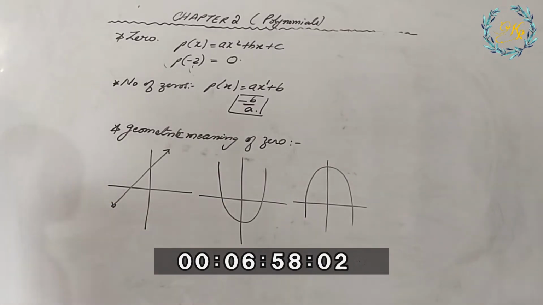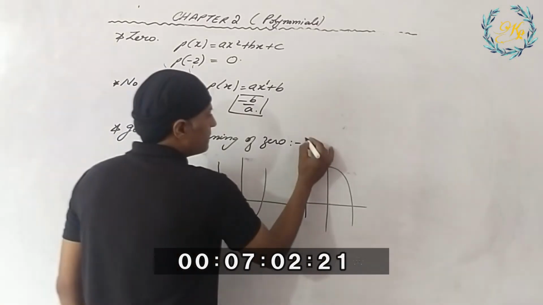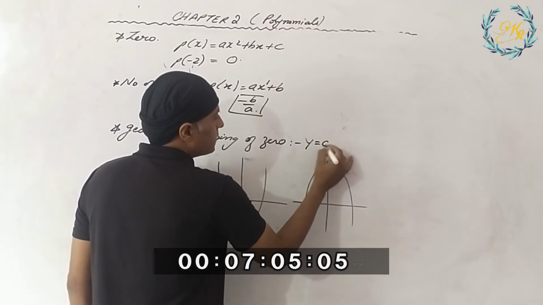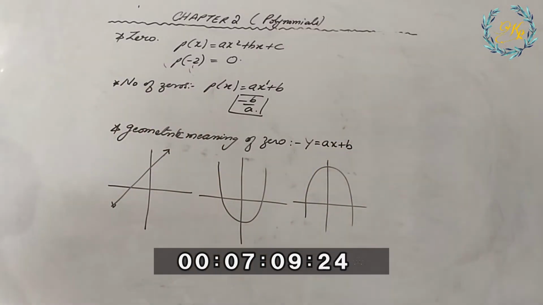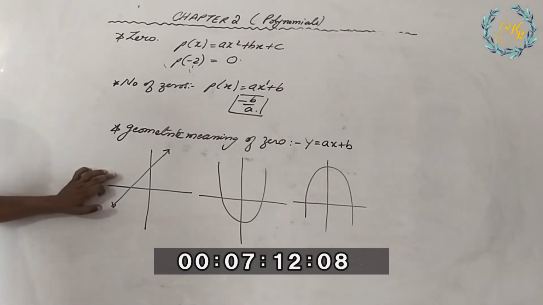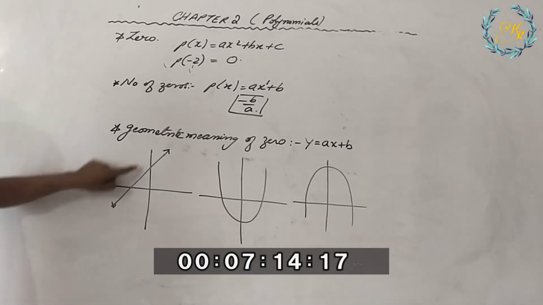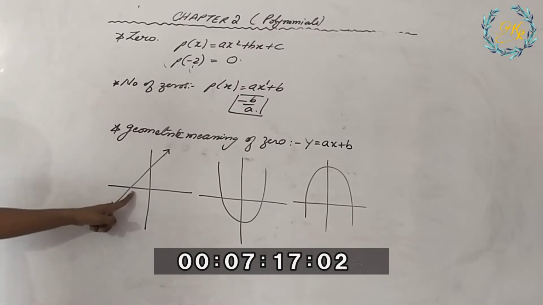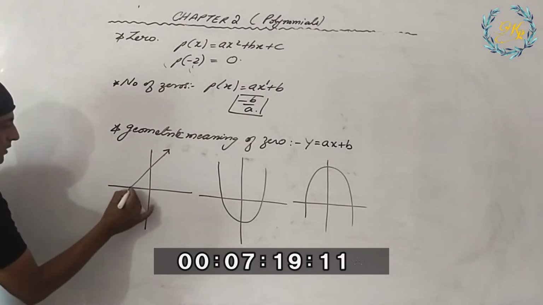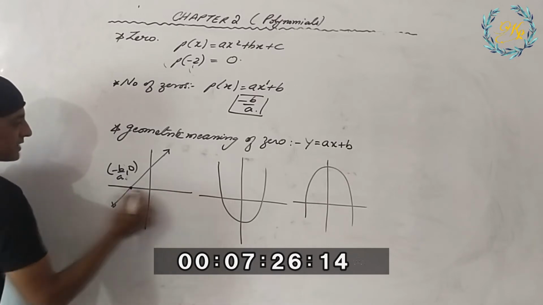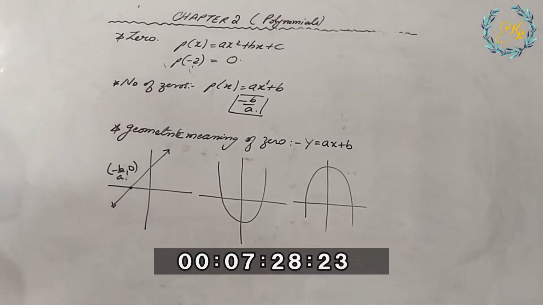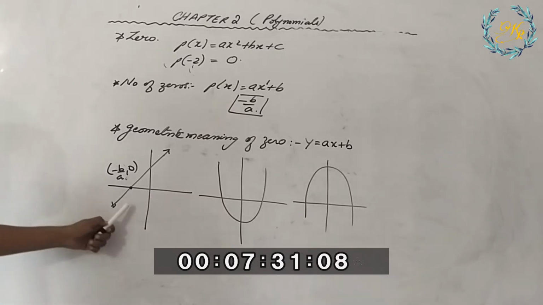Whenever we obtain a straight line, suppose we are given a line and the line is given by the equation y is equal to ax plus b. If we are given this line, then we obtain a straight line. When do we obtain a straight line? It intersects the x-axis only at one point. It means it will have the coordinate minus b upon a, and there is no value of y on the x-axis. That time we obtain a straight line.